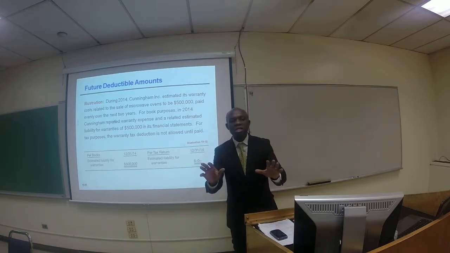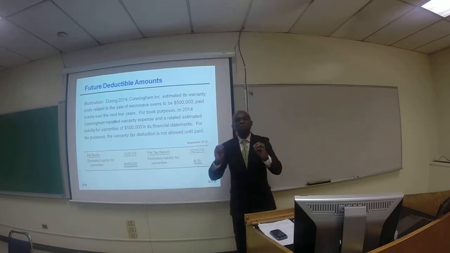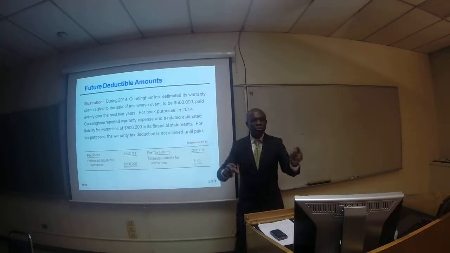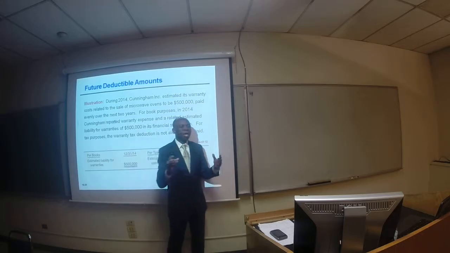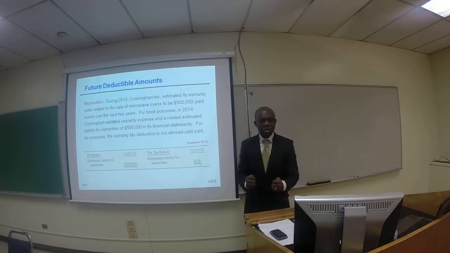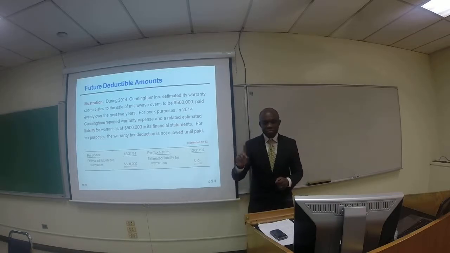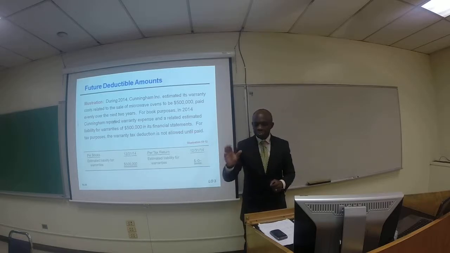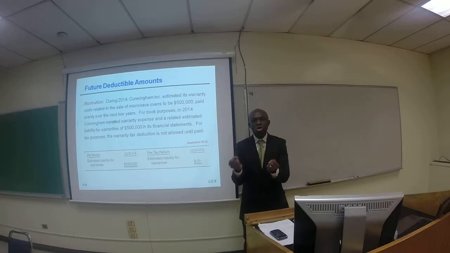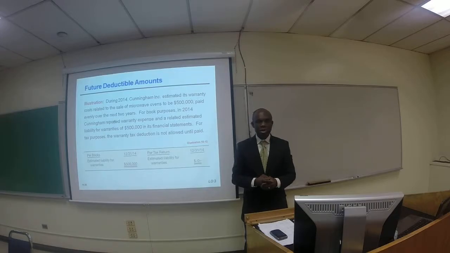In summary, this is what is happening. For book purposes, we were able to deduct $500,000 because we accrue for it. But for tax purposes, the Internal Revenue Service would not allow you to deduct estimated warranty expense until you actually pay the expense. So that is the difference. And we are going to go ahead and take this from here in part 3 of the presentation.